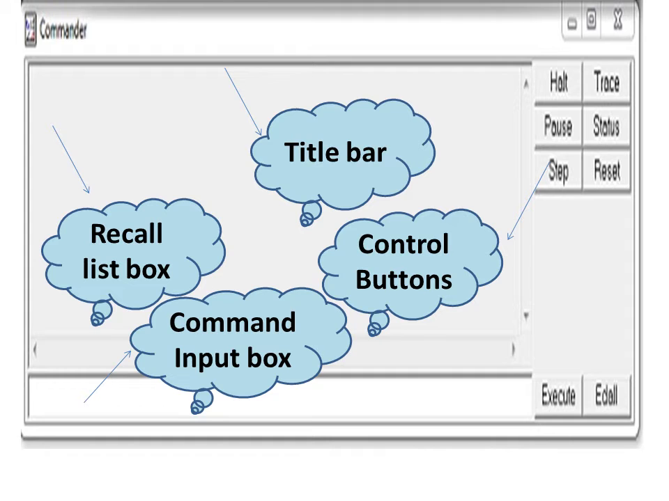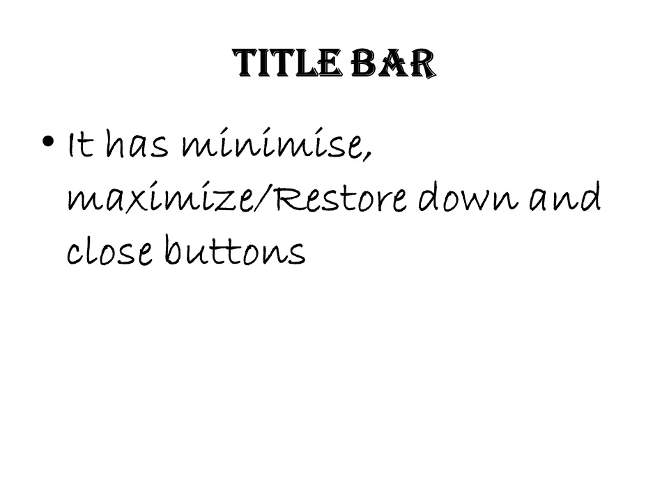Next is control buttons. You can see 6 control buttons: halt, trace, pause, status, step and reset. So according to our wish, we can make the control buttons to work in the MSW logo. So the title bar in the commander window has minimize, maximize and restore button, and it also consists of the close button, which closes only the commander window, not the main screen.